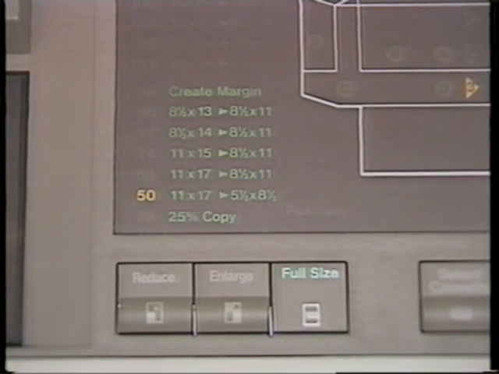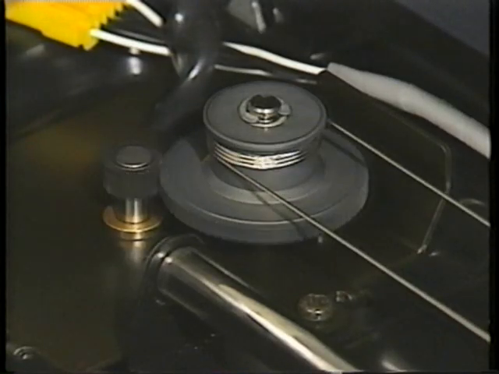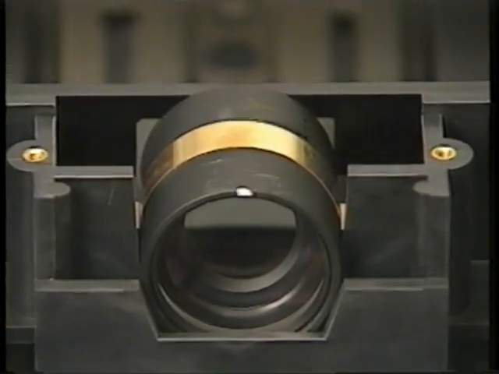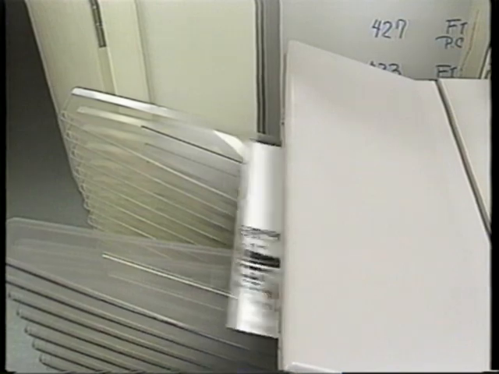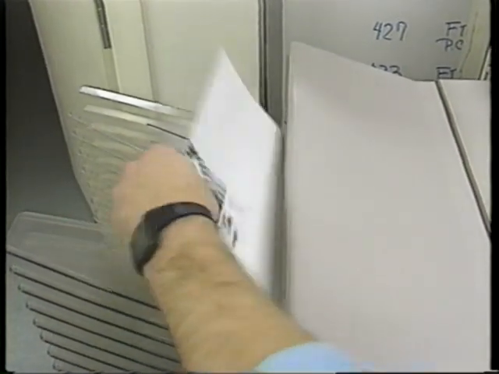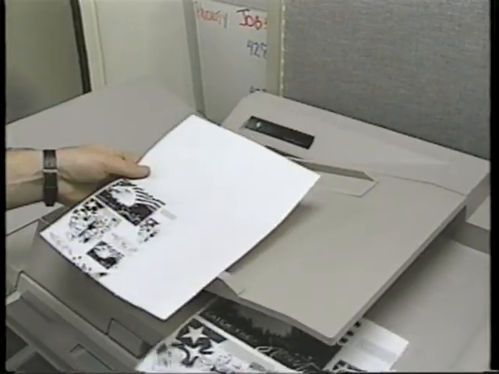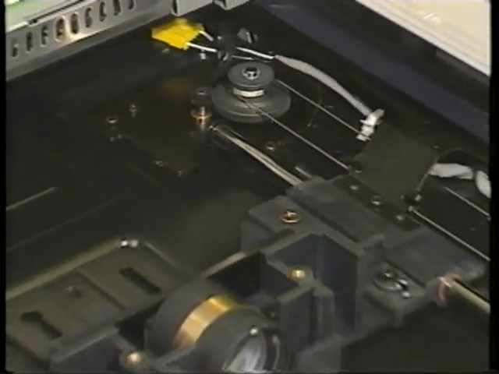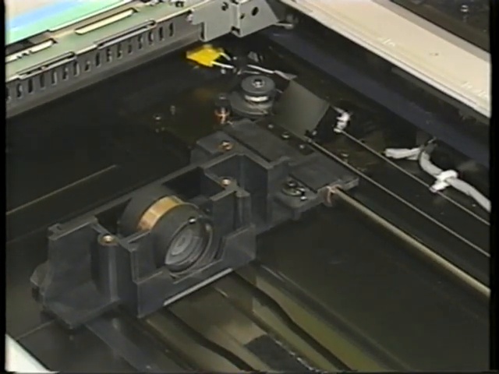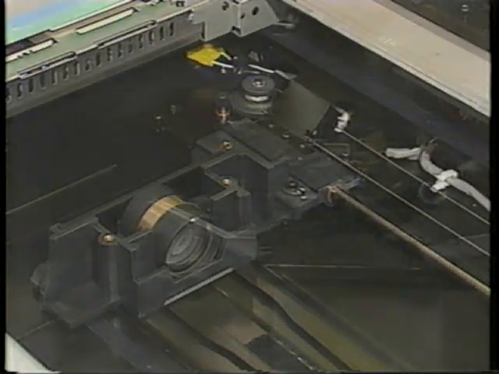The home position for the lens is typically the position for a 1-to-1 reproduction ratio. When a different ratio is selected, the control system starts the motor and moves the lens the appropriate number of steps away from the home position. This produces a copy with the desired enlargement or reduction. To return to a 1-to-1 ratio, the lens is moved back to its home position.